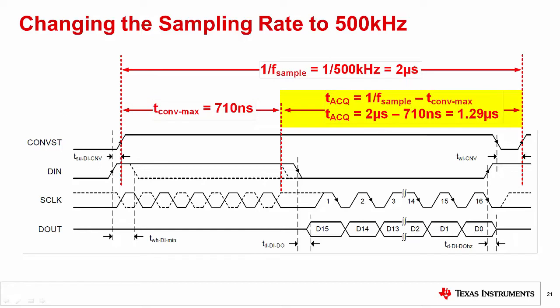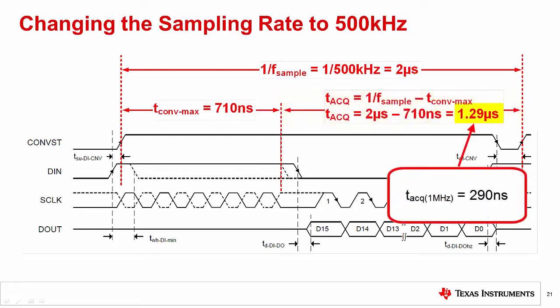Finally, note that the acquisition time can be calculated by subtracting the maximum conversion rate from the entire period. In this example, 2 microseconds minus 710 nanoseconds is equal to an acquisition period of 1.29 microseconds. Remember that the acquisition time for a 1 MHz sampling rate is 290 nanoseconds. So decreasing the sampling rate to 500 kHz significantly increases the acquisition time.